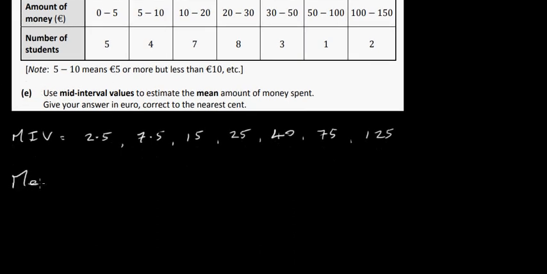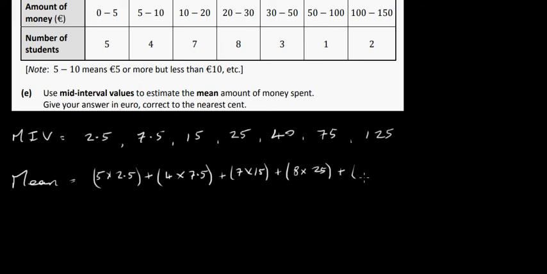So your mean then is going to be, what you've got to do is multiply the frequency by each of these mid-interval values. So it's going to be 5 times 2.5, and you've got to add them all up. 4 times 7.5, you got 7 times 15, you got 8 times 25, you've got 3 times 40, you got 1 times 75, and finally then you've got 2 times 125. So that's our top line.